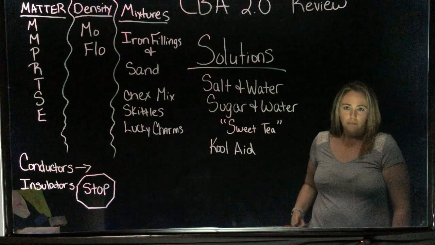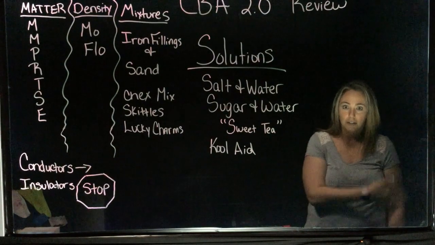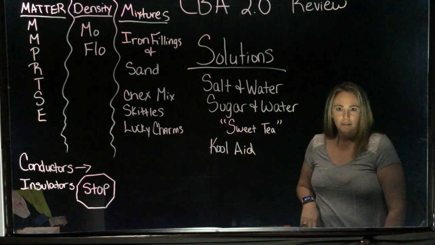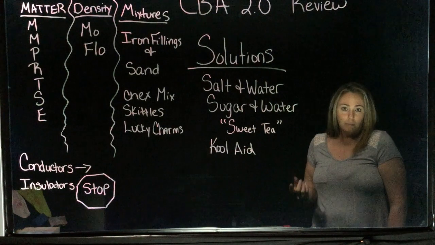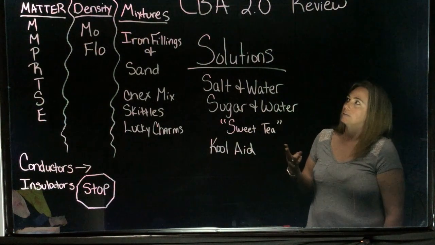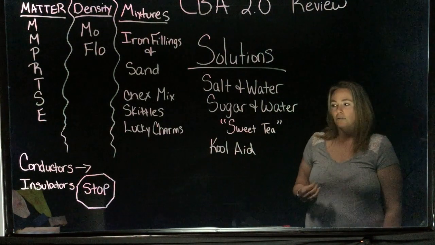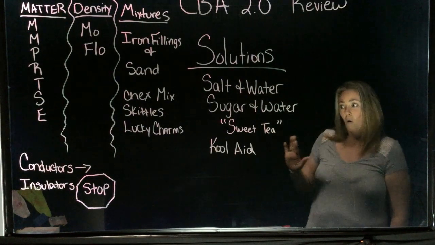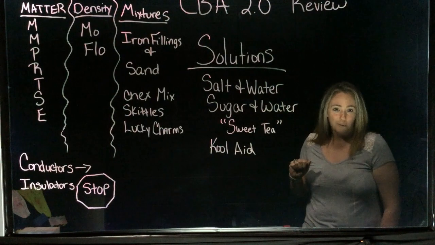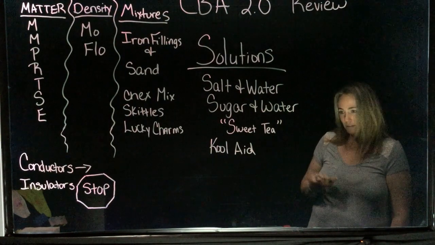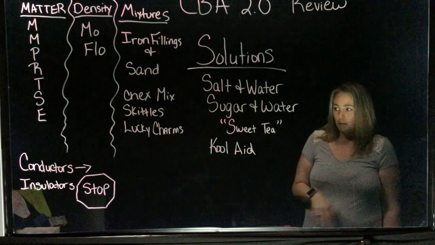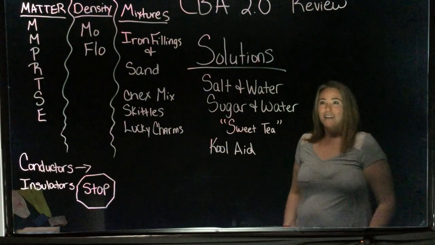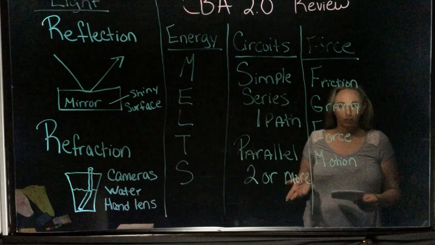All right, and then conductors and insulators. Conductors, I drew an arrow because conductors allow energy to flow through them. And insulators stop. If it's an insulator, rubber, plastic, wood, those are all insulators because they stop the flow of electricity or stop the flow of thermal energy, okay? So, conductors, arrow, insulators, stop. All right, so let's move on to force, motion, and energy.